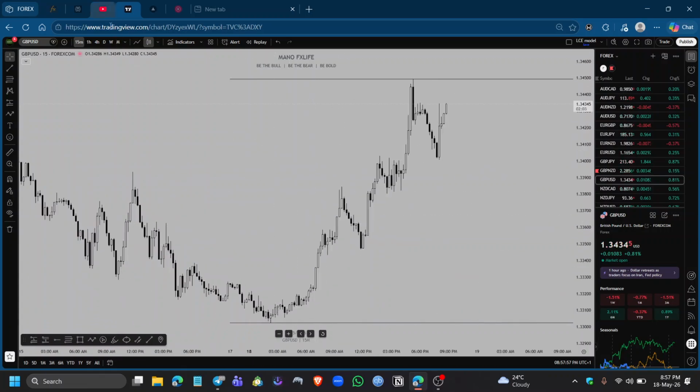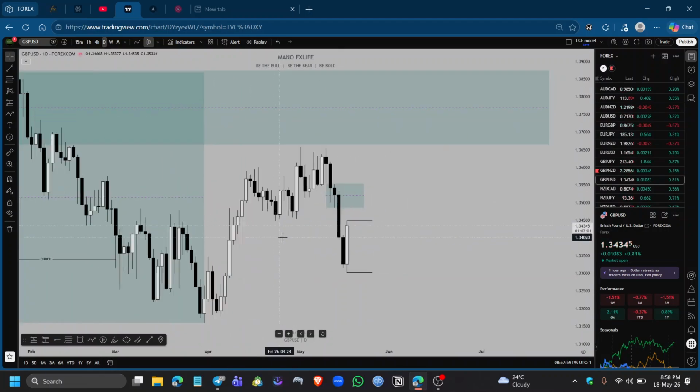In this scenario of USD, what did the price do here? Price went below this candle and rejected off. What is the day closing like? It's closing as a bullish candle. What did I do after I saw this?